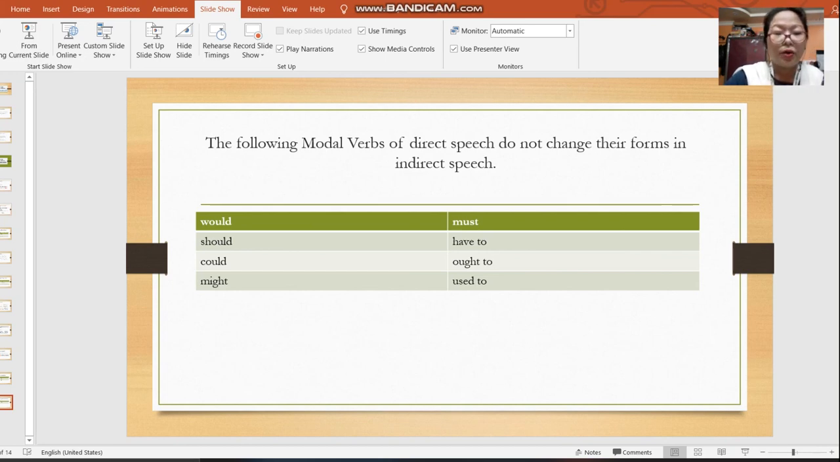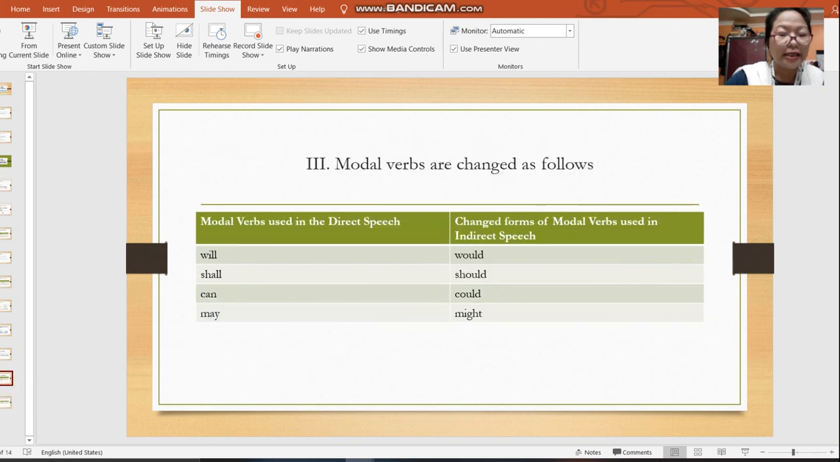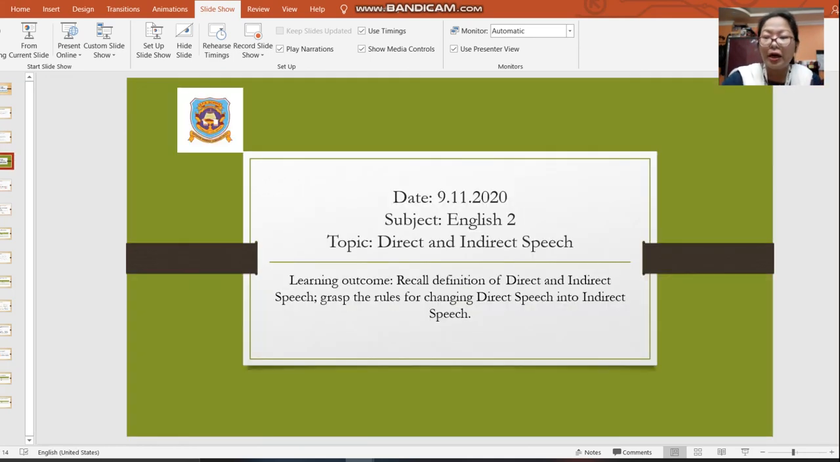Now I will end today's class here, and in the next class I'm going to explain these modal verbs with some more examples. Today's learning outcome is mainly to grasp the rules for changing direct into indirect speech. After this, I would want all of you to do homework, which will be given in Google Classroom. Brain twister exercise A and B.